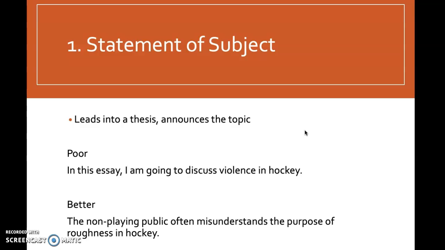Better: "The non-playing public often misunderstands the purpose of roughness in hockey." Oh, okay. Not necessarily violence, but roughness. Violence implies you're cracking somebody's head open. Roughness is the jostling and checking that happens in a game that can lead to violence, but doesn't always. So your statement of subject shouldn't be very huge and vague and general. It should be still fairly specific and guide the reader to your point.